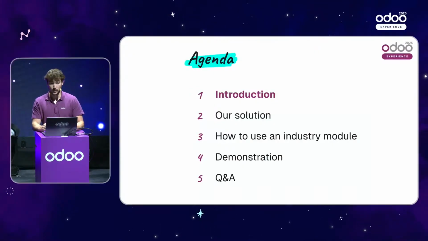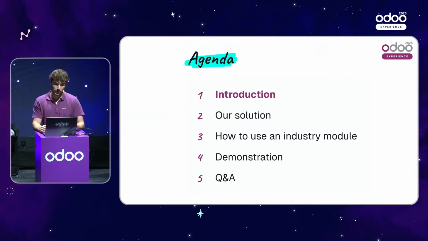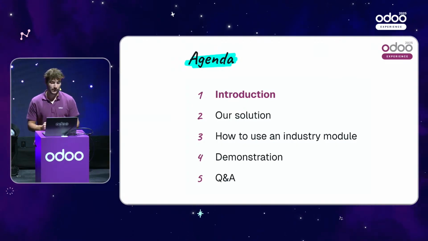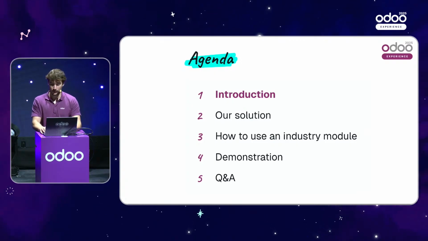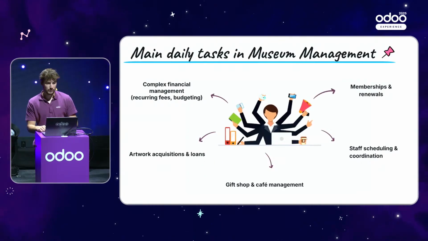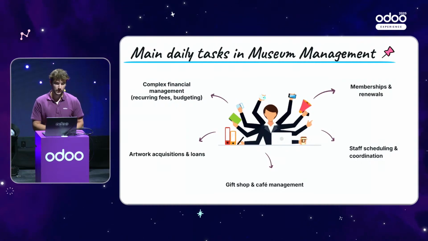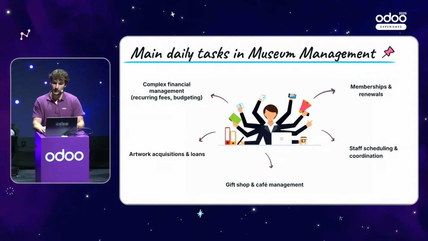Today, the topic of the day is manage your museum in Odoo, from selling tickets to running exhibitions. So the agenda of the presentation is first a little introduction regarding why we did an industry module. The second point will be what we propose, so our solution, the industry module. Then I will show you very quickly how to use an industry module in Odoo, make a quick demonstration, and then a Q&A.